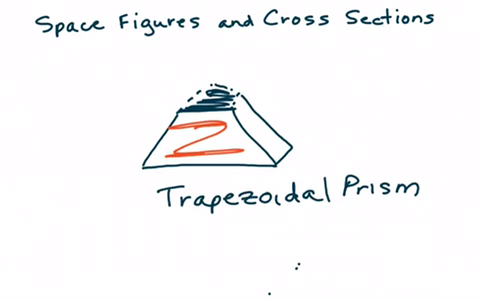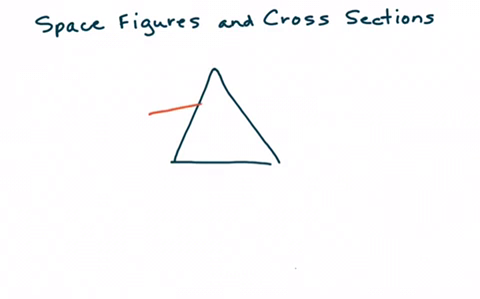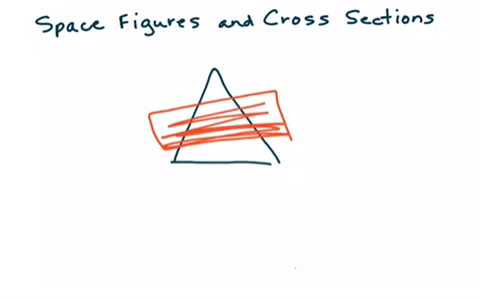Now, let's talk about cross sections. If you have a shape that looks like this, and they ask you what the cross section might be. So if they go like this, and they ask you what is the cross section, you would say that the cross section is a rectangle. The cross section of that is a rectangle.